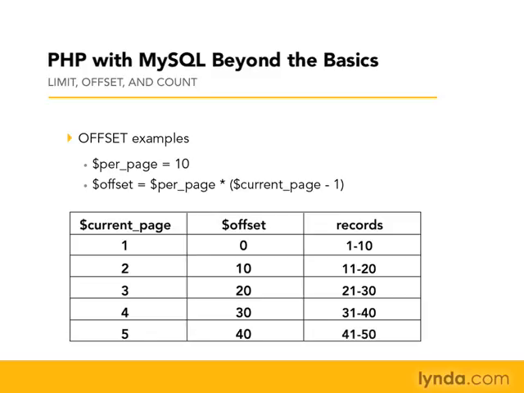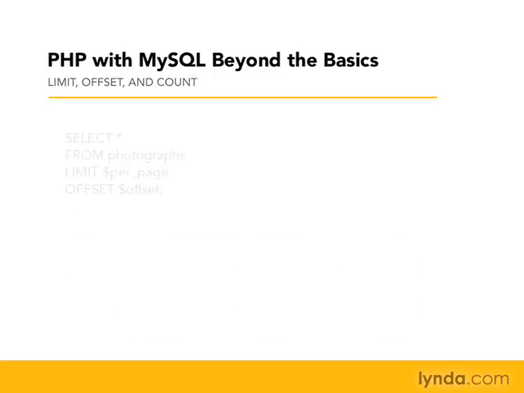So the SQL syntax that we're going to use to do that in a select statement is going to be select all from photographs, limit, and then whatever variable we have for how many per page, and then offset, which will be whatever offset we want to use.